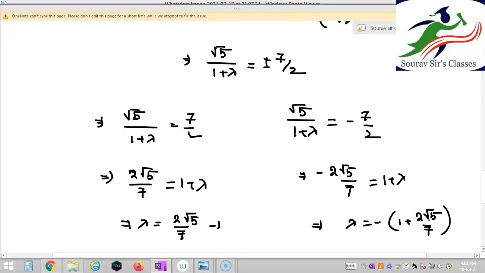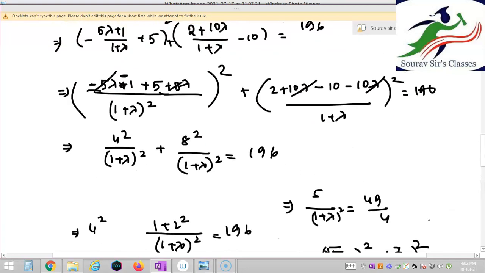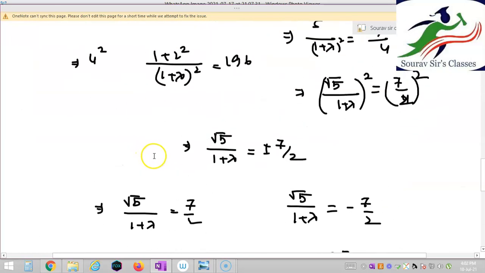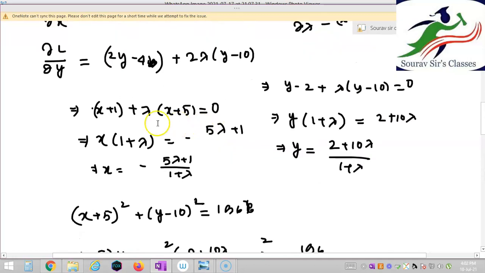So we got the values of lambda. Now you can see there is no restriction. Now we are going to put this value in these equations.